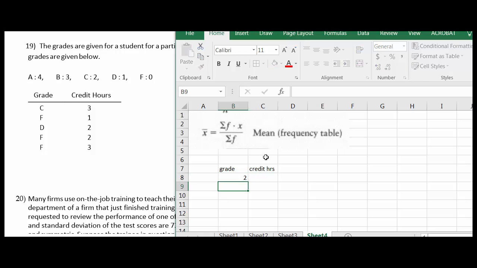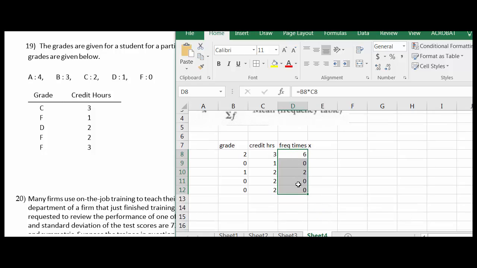So a C is worth 2 points, an F is worth nothing, a D is worth 1, an F is nothing, and an F is nothing. Okay. And then credit hours would be sort of like frequency. So 3, 1, 2, 2, and 3. Okay, so what I want to do is multiply frequency times x. So I want to multiply these two sets of numbers together. So this number times this number. And I'm just going to copy that down real quick.